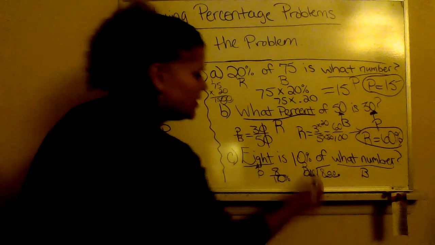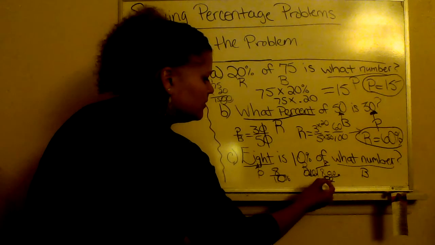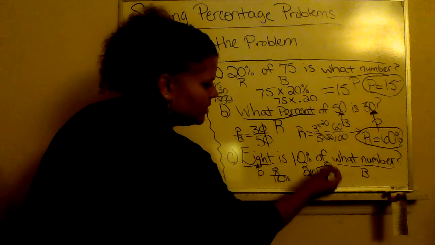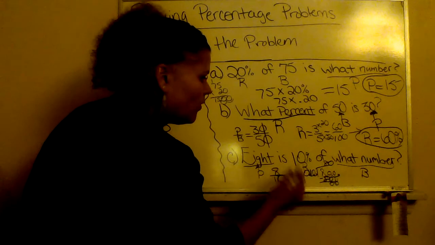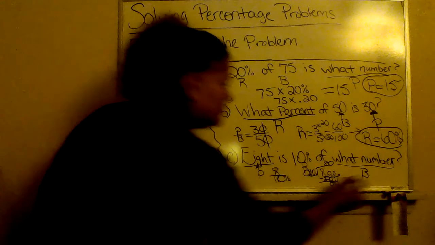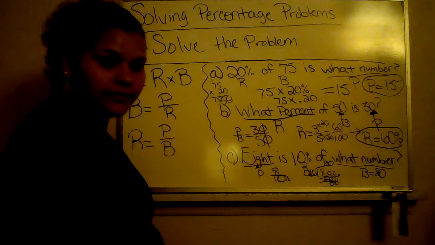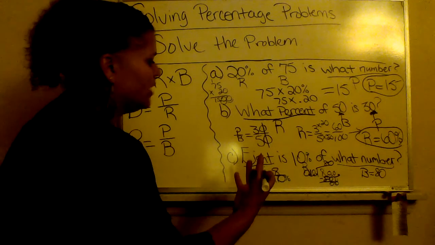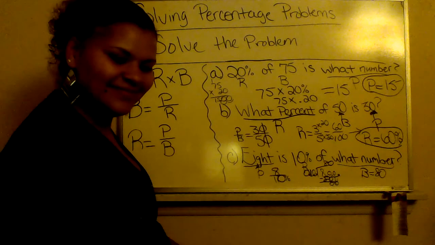Okay, so 10 goes into 80 how many times? 8. That's 80. Subtract, 0. Bring down the 0. 10 goes into 0, 0 times. So right here, the portion, or our base, is 80, from what we found. And that's how you solve these problems, using the formulas to solve them.